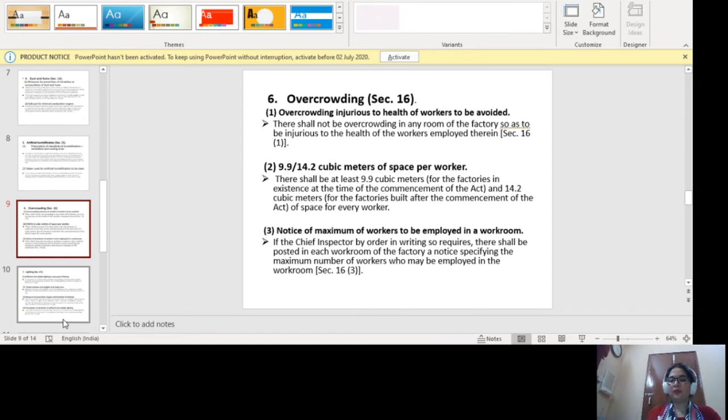Notice of maximum number of workers to be employed in the workroom. If the chief inspector by order in writing so requires, there shall be posted in each workroom of the factory a notice specifying the maximum number of workers who may be employed in the workroom.